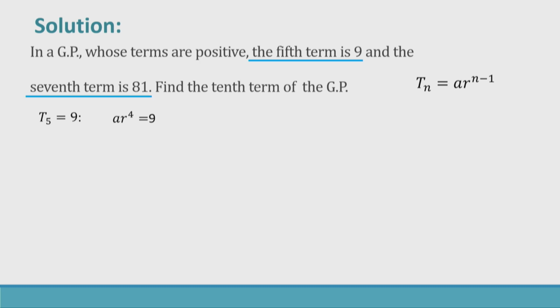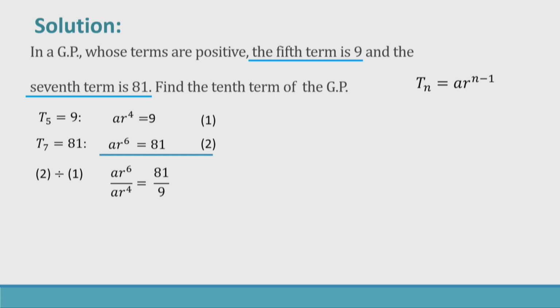The seventh term is 81. So T7 is equal to 81, AR power 6 equal to 81. Labeling our equations 1 and 2 respectively. Now we have to solve both equations simultaneously. So as I mentioned earlier, we are going to use division here to cancel one of the unknowns. So equation 2 divided by equation 1 will give me AR power 6 over AR power 4 equal to 81 over 9.